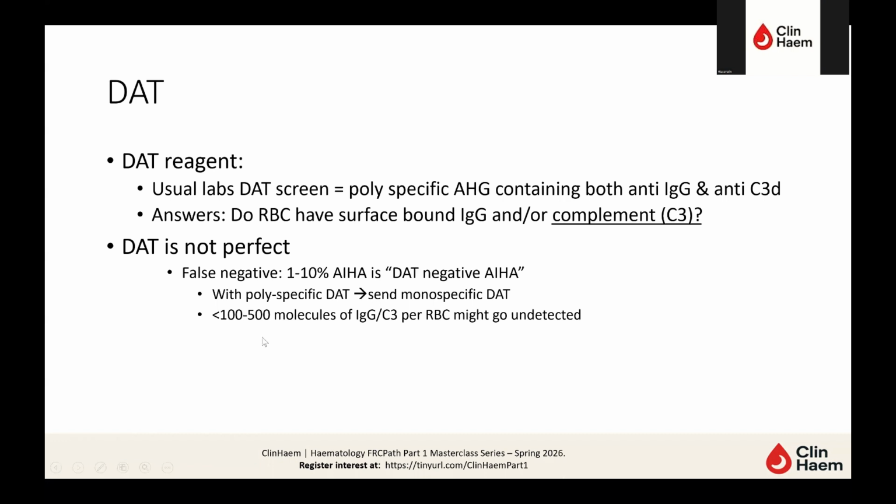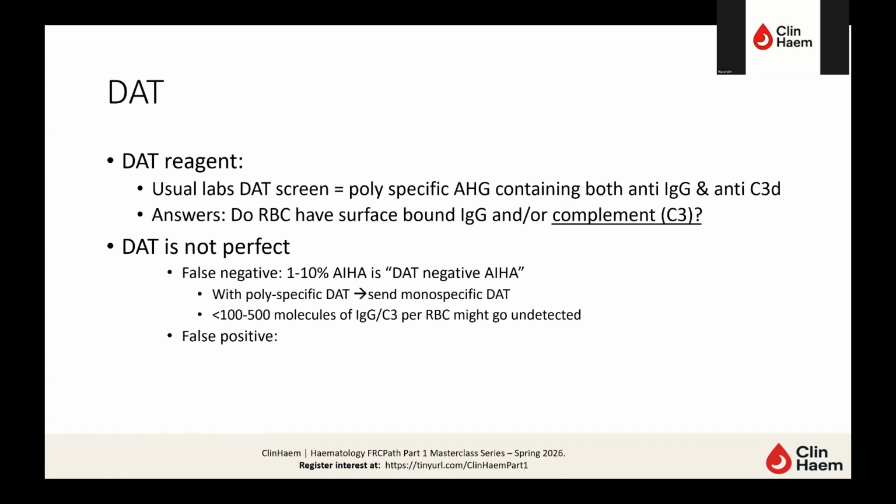But also, if the red cell is coated by only a few antibodies, say less than 100 per red cell, then most DATs won't be sensitive enough to pick it up. Even though there may be only 50 antibodies coating each red cell in a patient, those antibodies can still cause significant hemolysis. So they're not benign antibodies, they can cause hemolysis. But our DAT screen would be negative. So that's the problem here. It can be less sensitive.